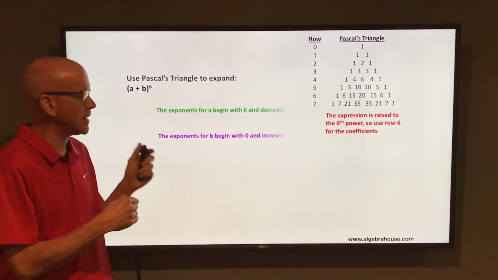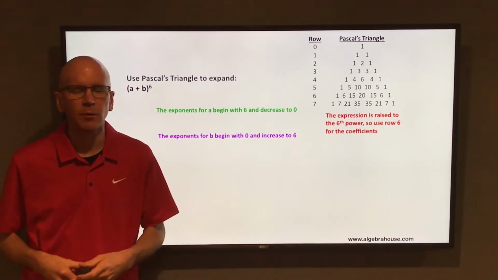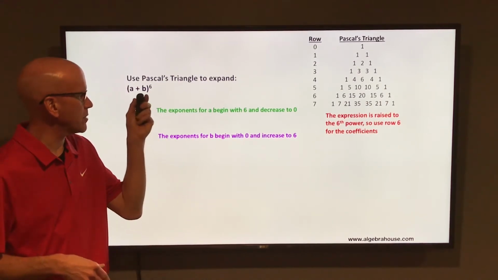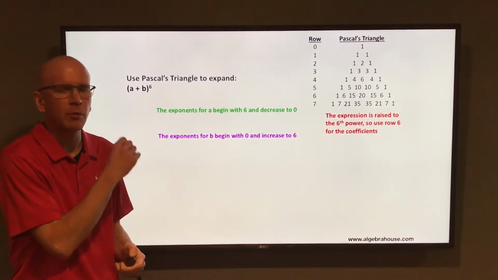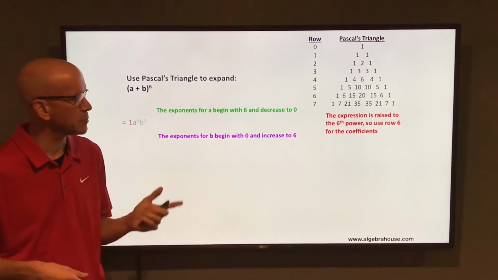And when you put the a in, you're going to start the a off to the sixth power and then work your way down to a to the 0 on those terms. And then you would go to the b, start the b off to the 0 power, and then work your way up to b to the sixth on the last term. So here's what it looks like.